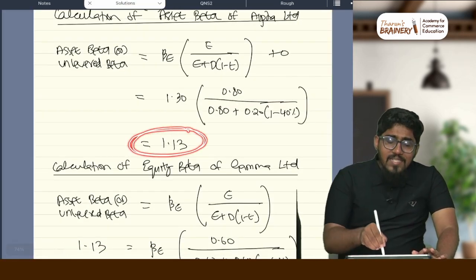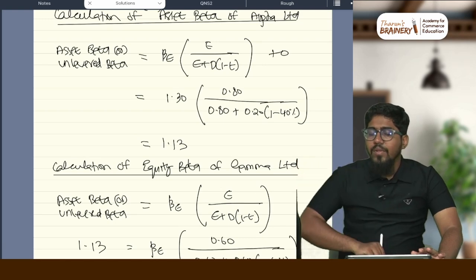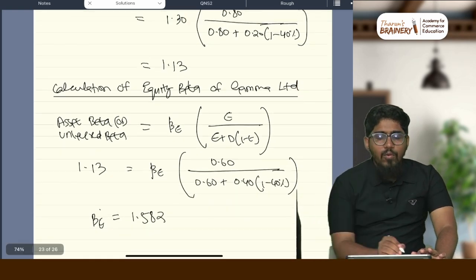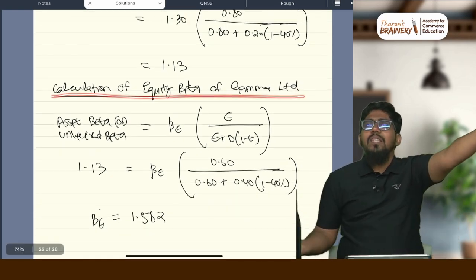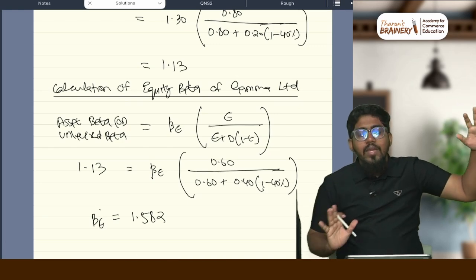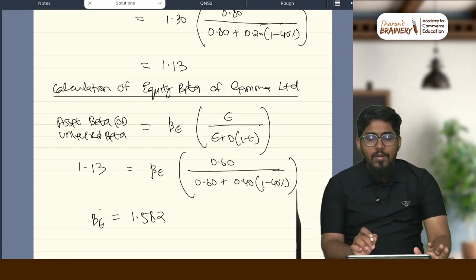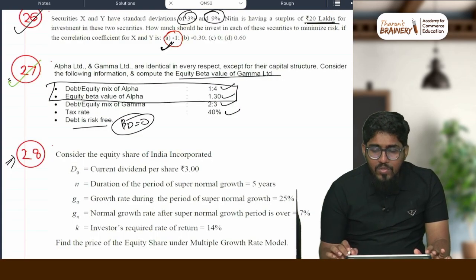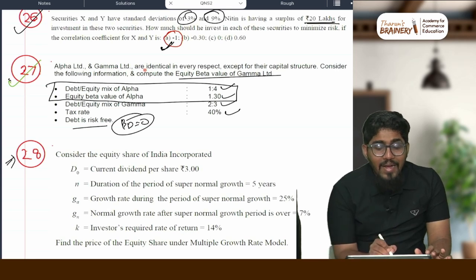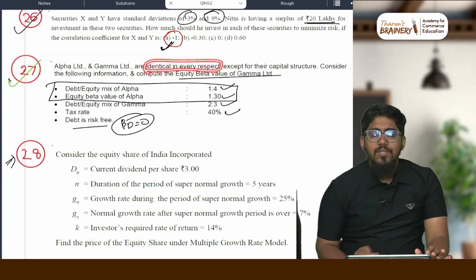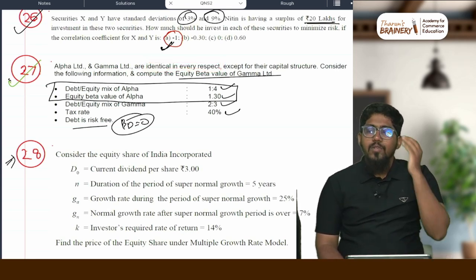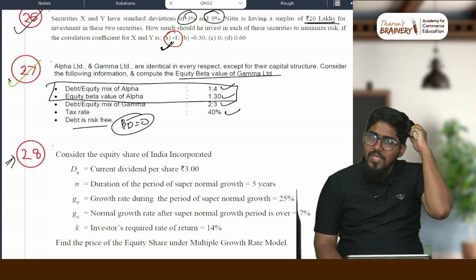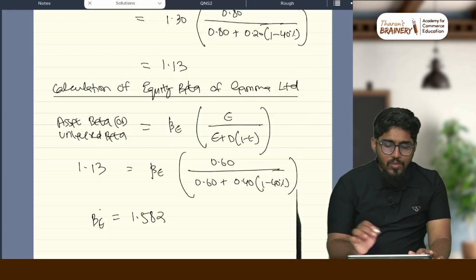Now using this asset beta as a proxy, I will find out the equity beta of Gamma Limited. Sir, how can we do that? Asset beta will be the same only if they are doing the same business. How do you know they are in the same business? Because they are given as identical in every aspect. So same business, so project beta is also the same, correct? Identical, so both are doing the same projects.